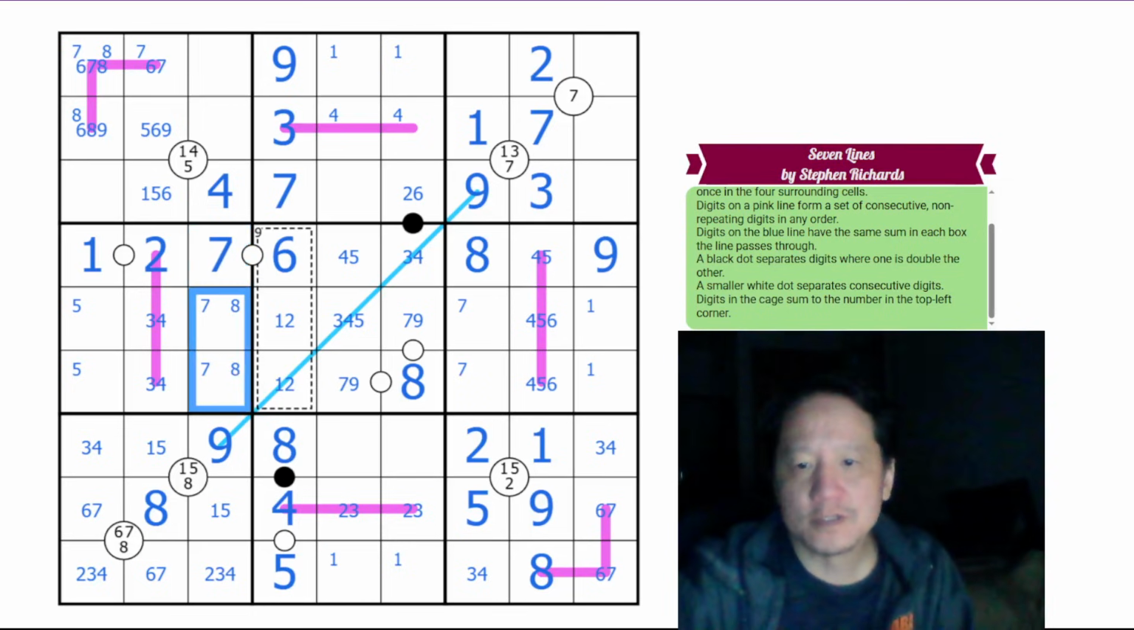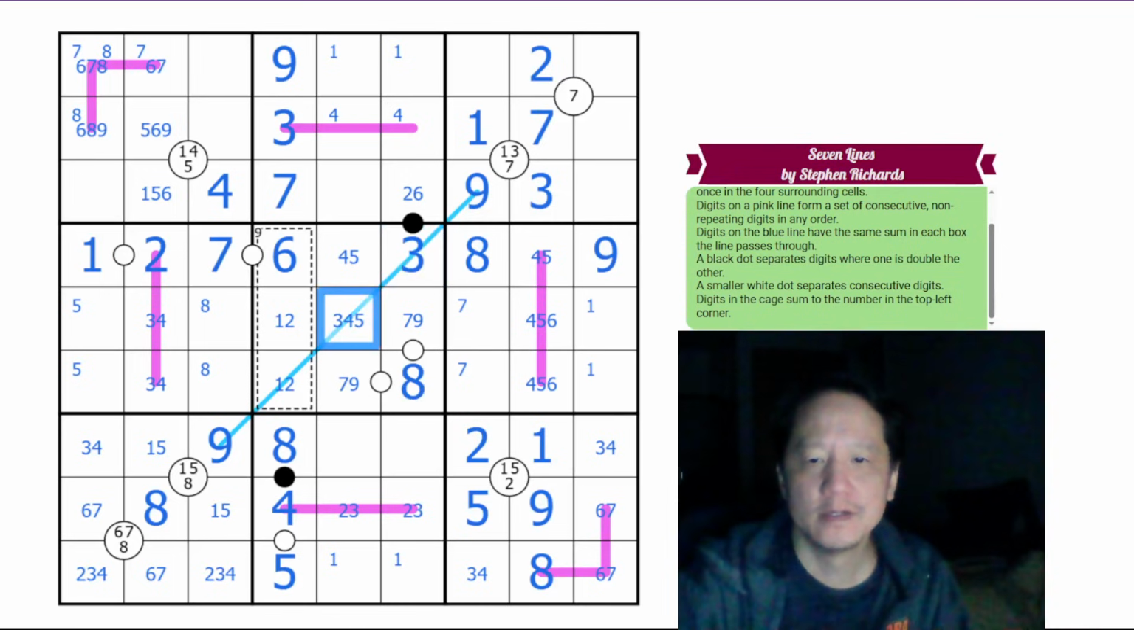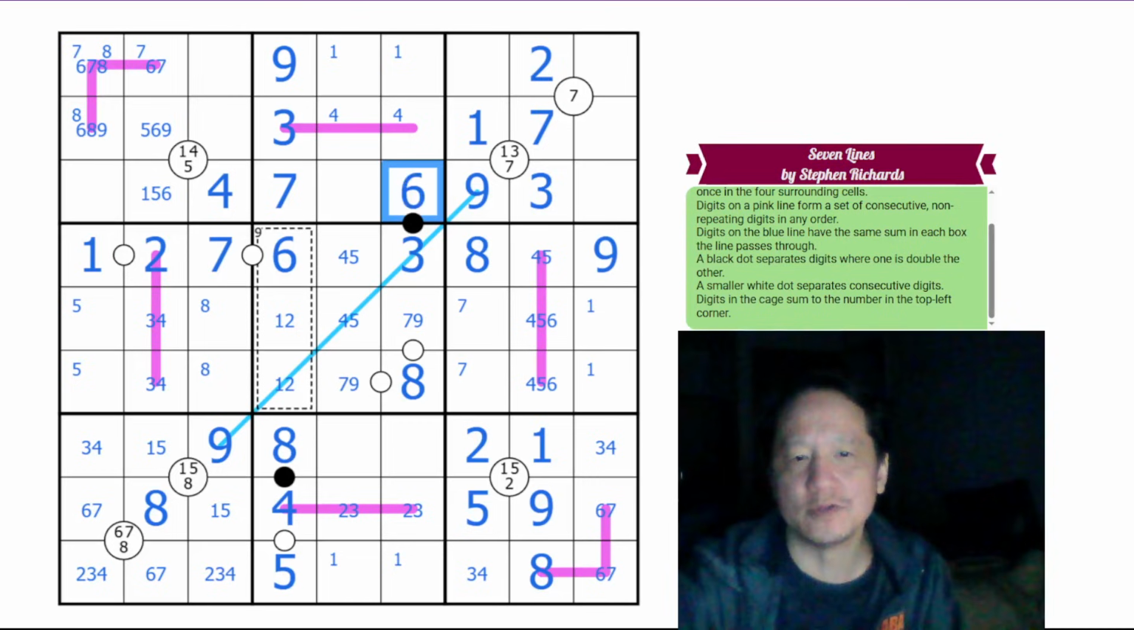7's here, so this cannot be 7. We have a 4, 5, 4, 5 pair in row 4, which eliminates 4 and 5 in the rest of the row. This can't be 4, it must be 3. And these 2 digits add up to 6. And these 2 digits must then add up to 6. We don't know which is which.